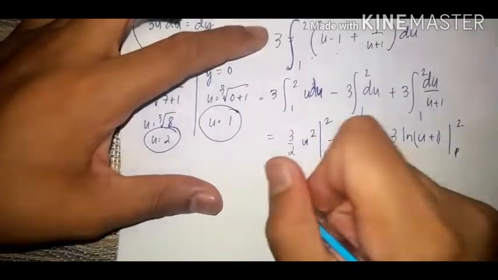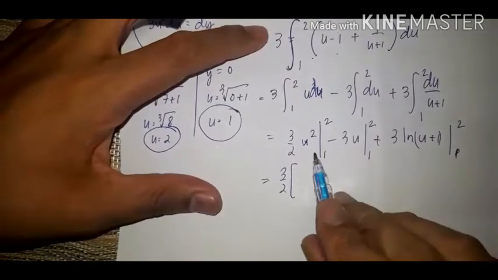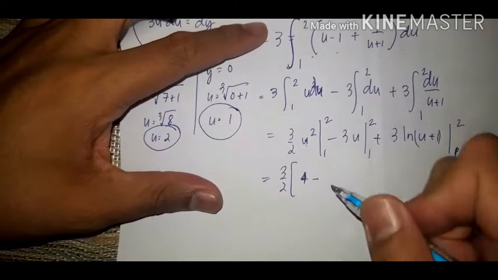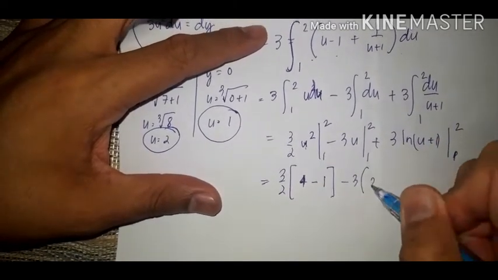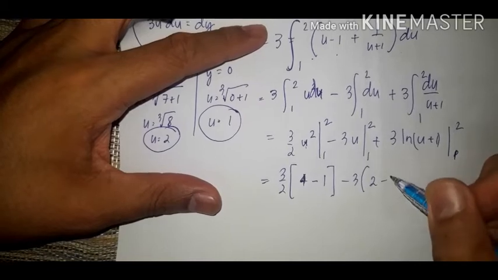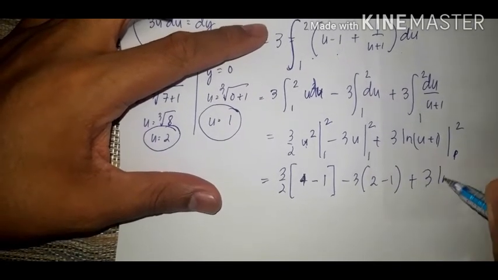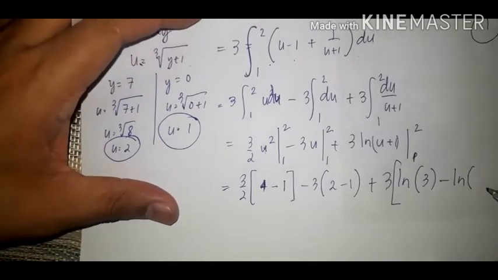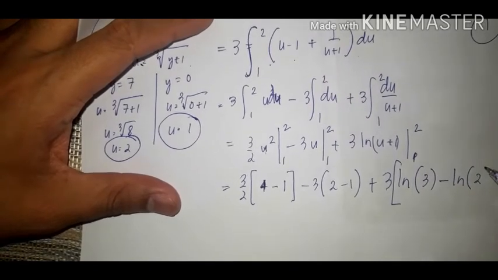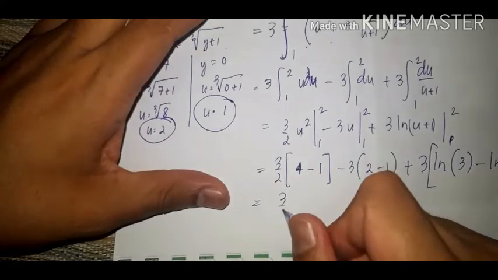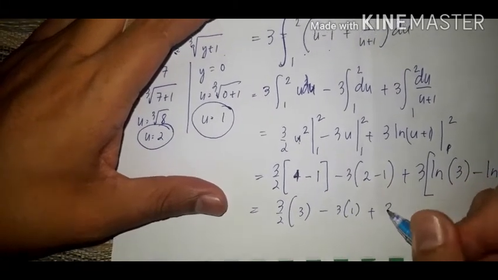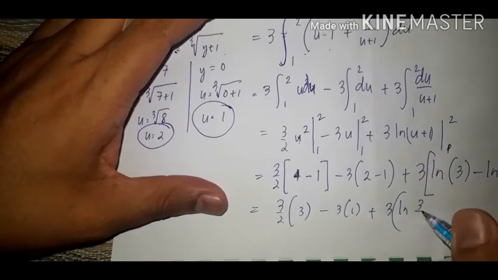So substituting the limit, that's 3 halves. Upper limit is 2, 2 squared is 4. Lower limit is 1, 1 squared is 1. Minus 3, upper limit is 2, minus lower limit is 1. Plus 3, ln of 2 plus 1 is 3, minus ln of 1 plus 1 is 2. So this now is 3 halves times 3, minus 3 times 1, plus 3 ln of 3 over 2.